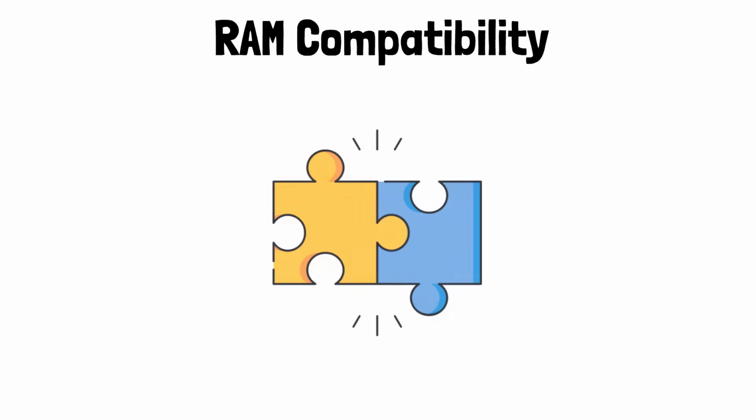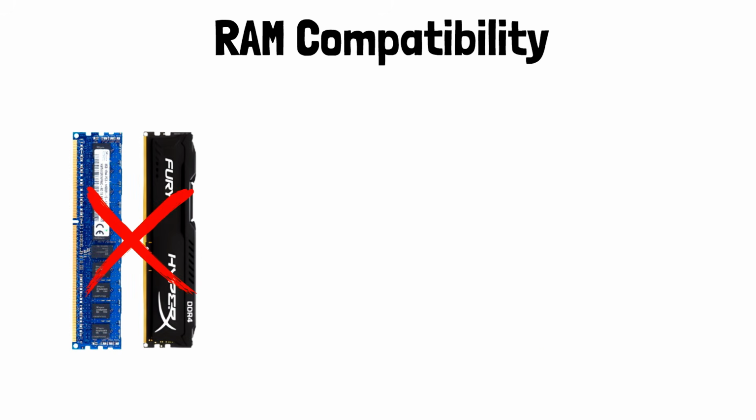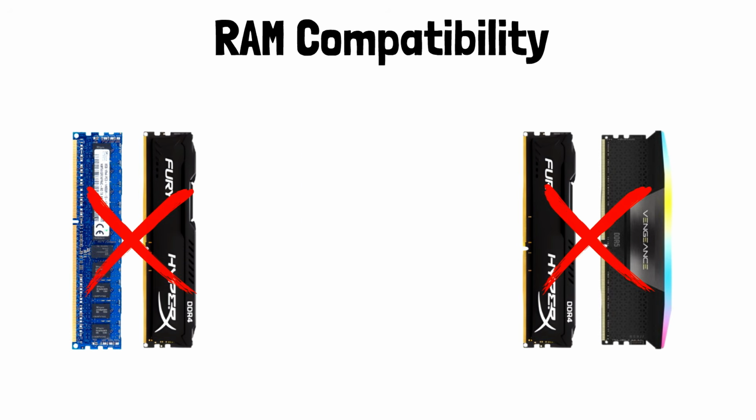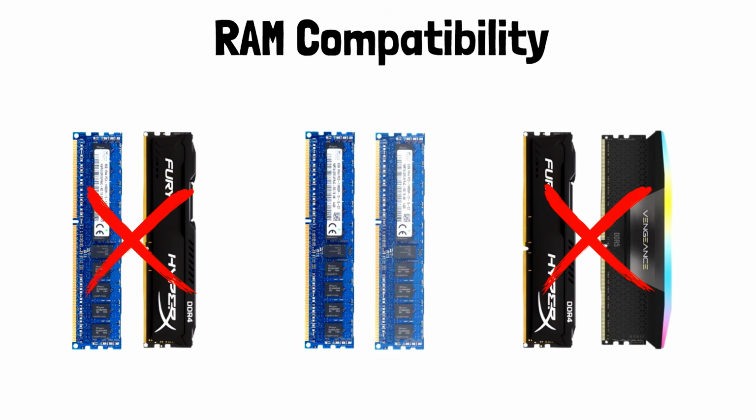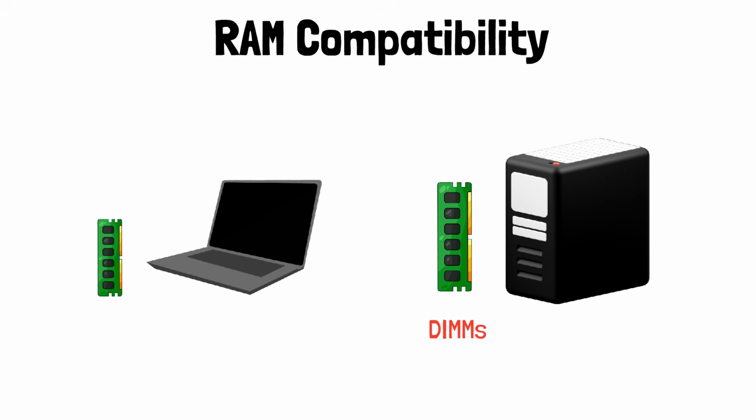RAM compatibility. RAM generations are not backward or forward compatible. DDR3 won't fit into a DDR4 slot, and DDR4 won't work in a DDR5 motherboard. Your CPU and motherboard both must support the RAM generation you use. Desktop PCs use DIMMs, while laptops use smaller SODIMMs.